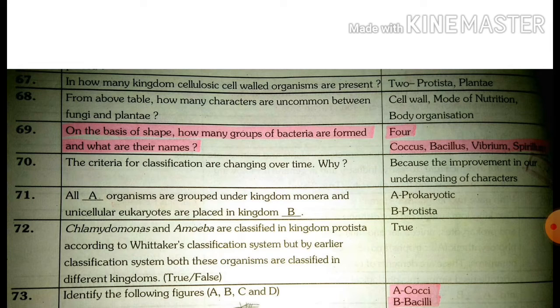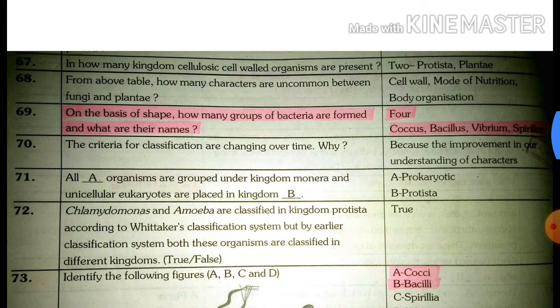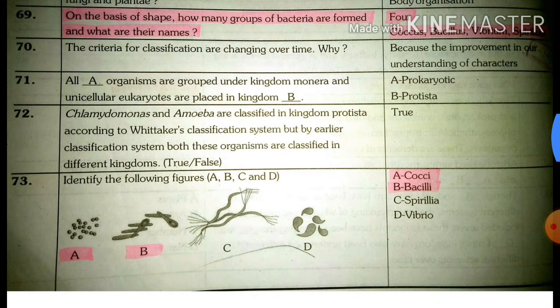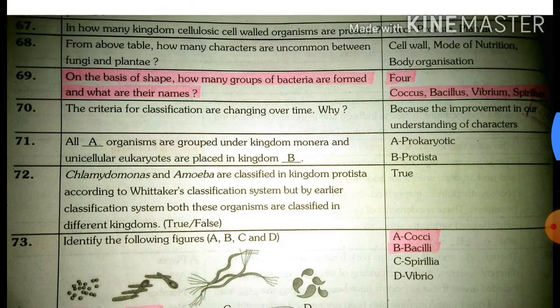From the above table, how many characters are uncommon between Plantae and Fungi? Cell wall, mode of nutrition, body organization. On the basis of shape, how many groups of bacteria are formed, and what are their names? There are four groups, that is Coccus, Bacillus, Vibrio, and Spirillum. Coccus is spherical, you can see here. Bacillus is rod-shaped, Spirillum is spiral, and Vibrio is comma-shaped.